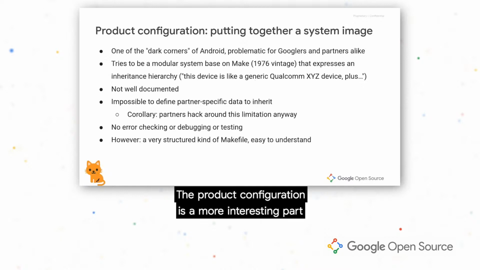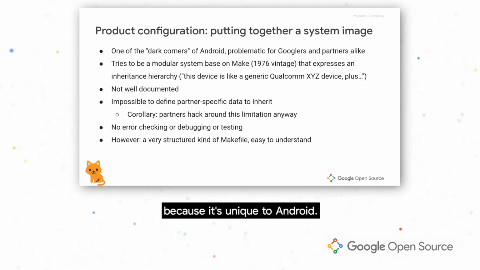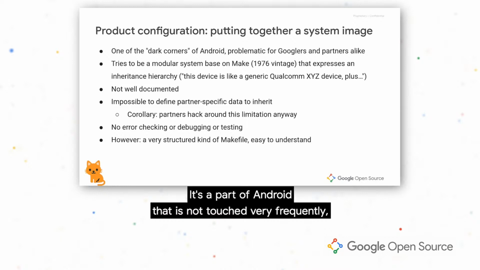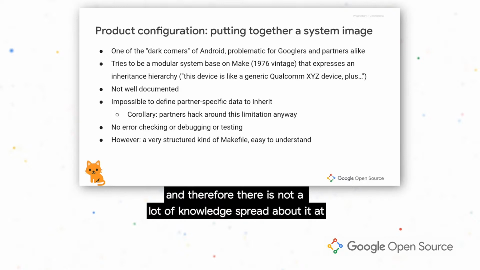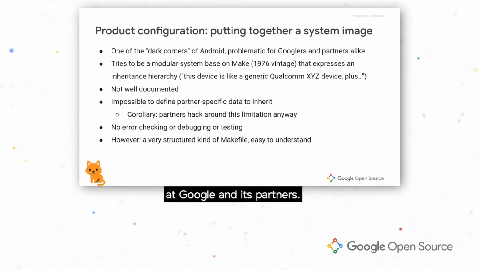The product configuration is a more interesting part because it's unique to Android. It's a part of Android that is not touched very frequently, and therefore there is not a lot of knowledge spread about it at Google and at partners.